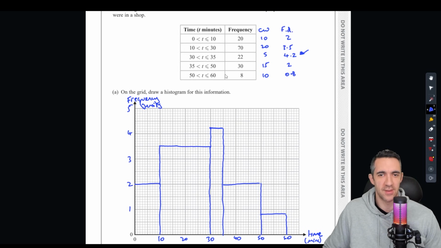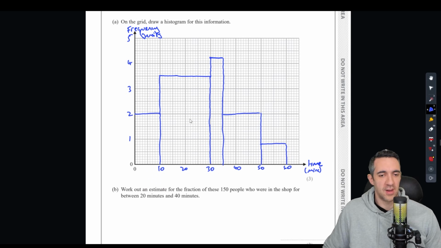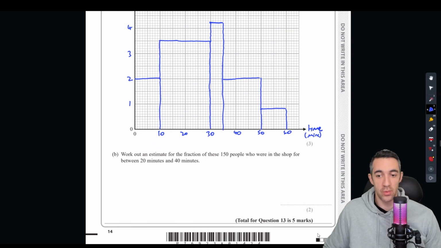Okay. It's definitely wrong, isn't it? 22 divided by 5. 4 2/5, and 2/5 is 0.4. Yeah, okay, fine. Right, so that's 2 out of 3. Nice. Right. I can get a mark here.